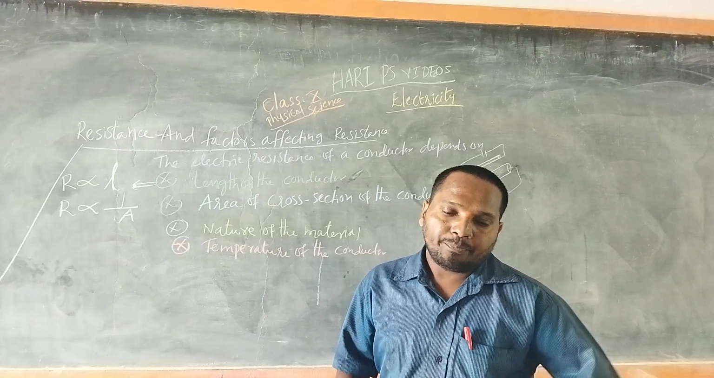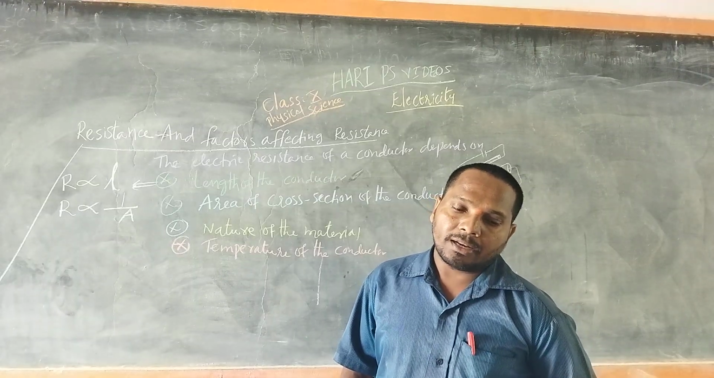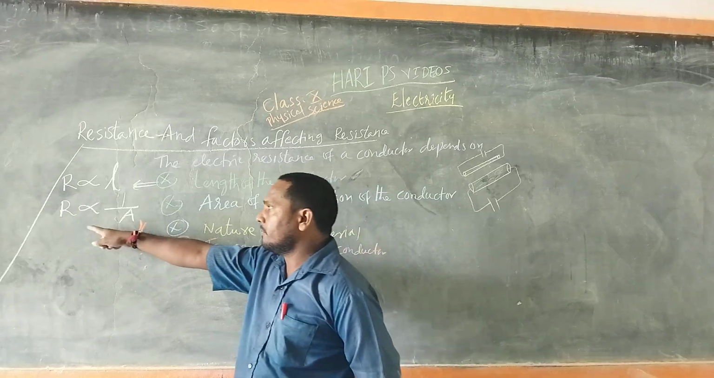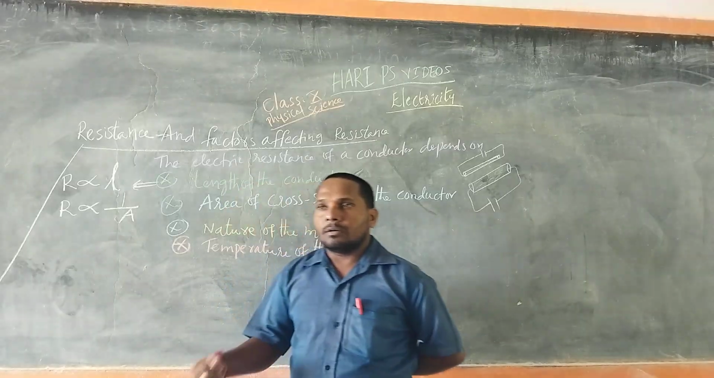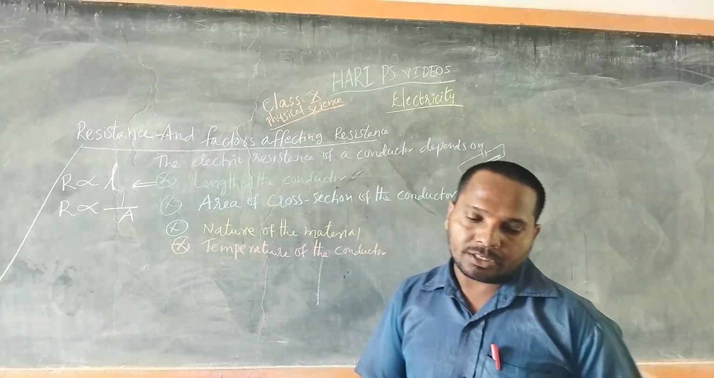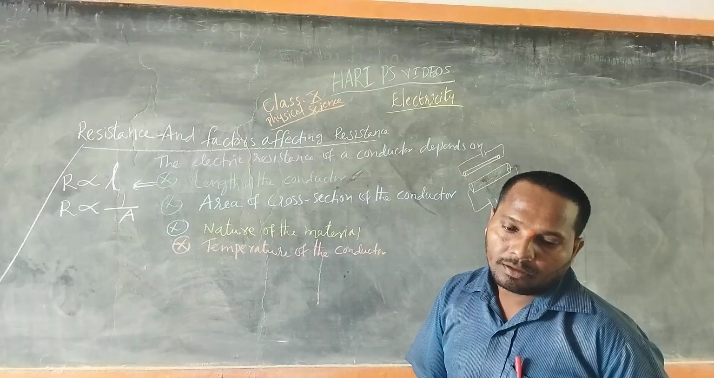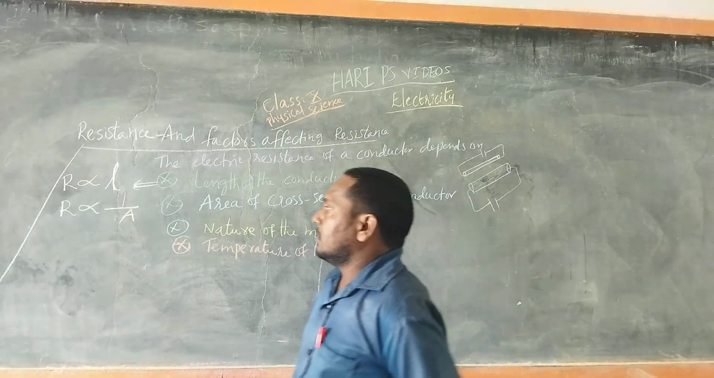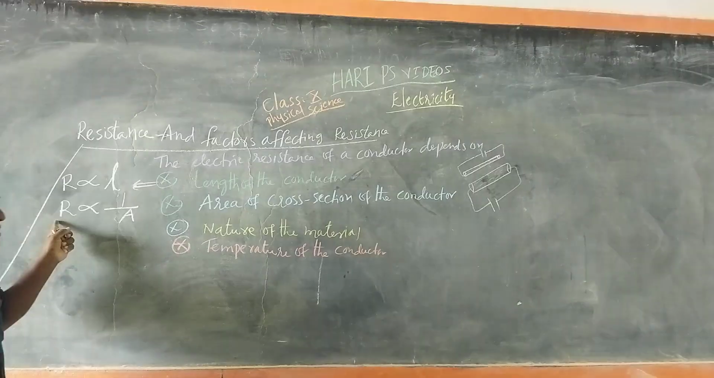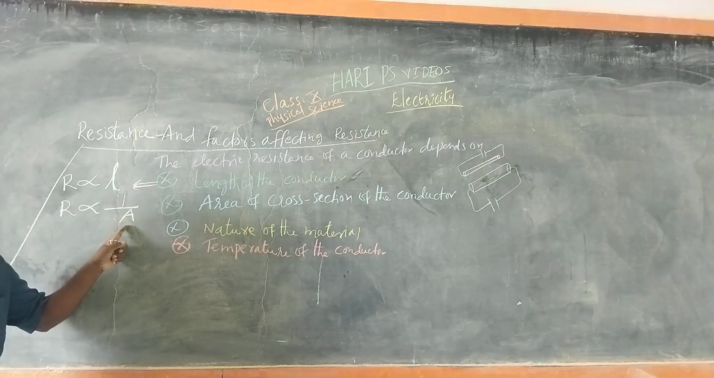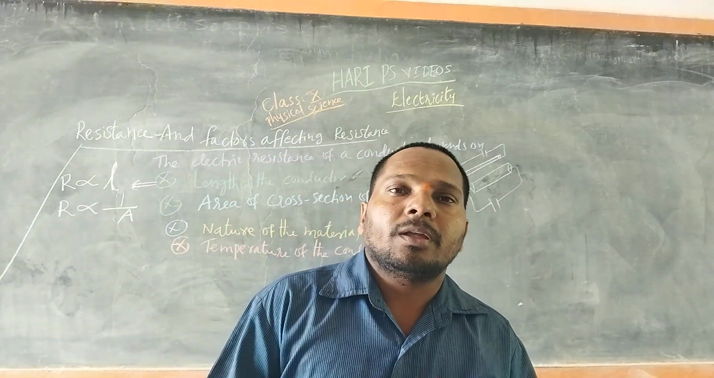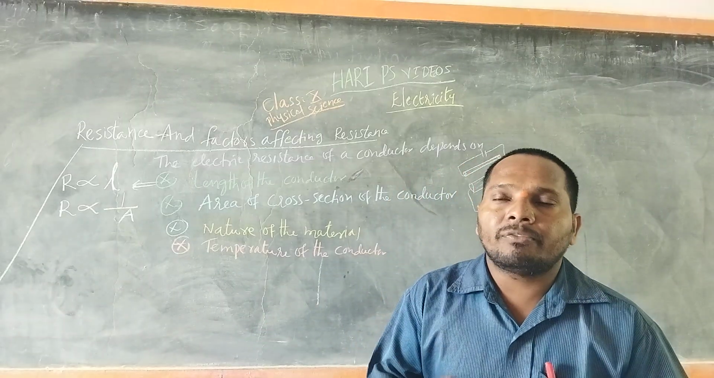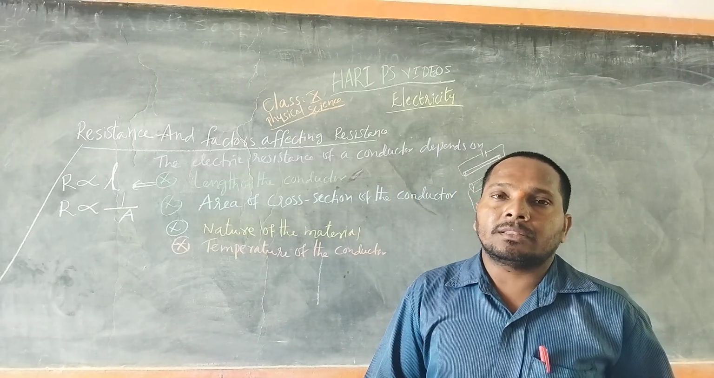It can be shown by calculations that the resistance of an electric wire or electric conductor is inversely proportional to the area of cross section or the diameter. So the thickness is nothing but the diameter. So the resistance of the electric wire depends on the thickness.